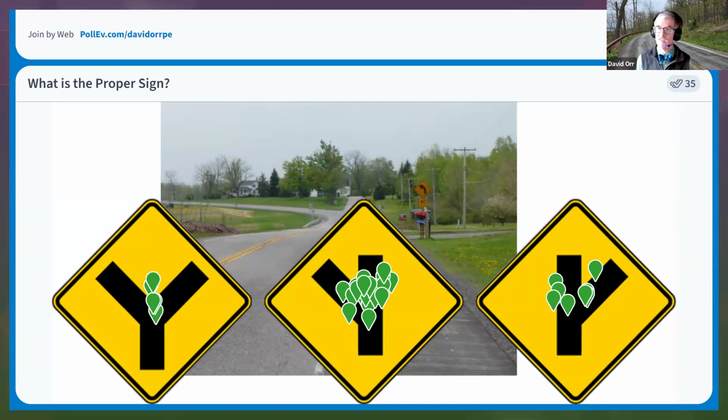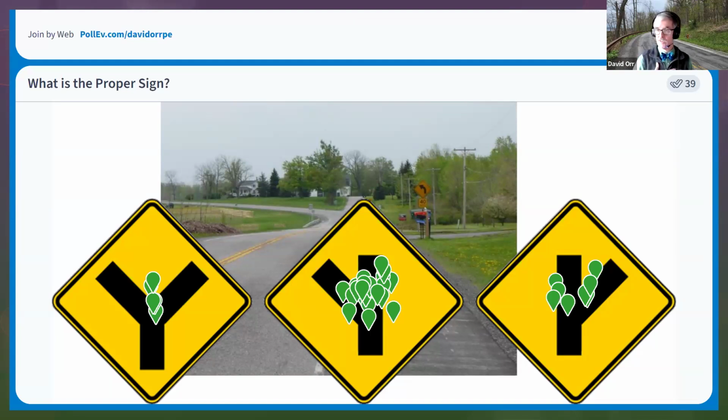Everybody's voting for the middle one. Very few of you have voted for the left. A few of you have voted for the right. And the correct answer is it's the main road. That's the driver. So technically, it's the one on the right because that's the main road. It's going straight, and the other road is going off to the side. It is confusing as all get out to the public, and the actual sign that used to be there was a Y intersection because it was confusing for everybody.